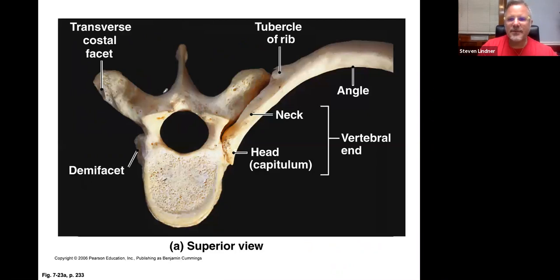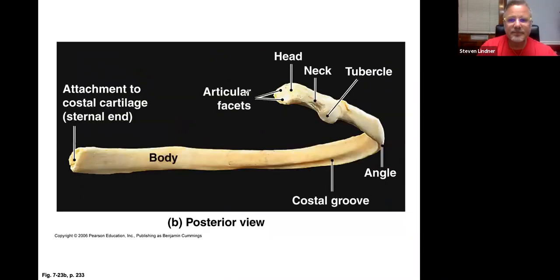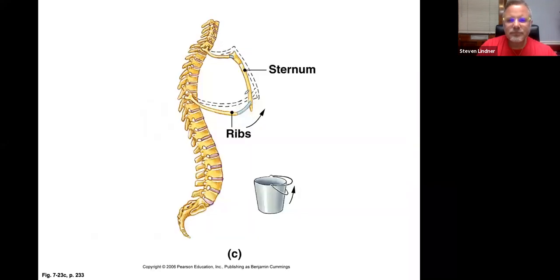There's a close-up view. So you can see how there's attachment here and there's attachment here. So if the thoracic vertebra moves, spins, and rotates, the ribs have to move with it. The ribs are going to elevate and depress. When we cover muscles, we will learn some of the muscles that elevate the ribs and depress the ribs.